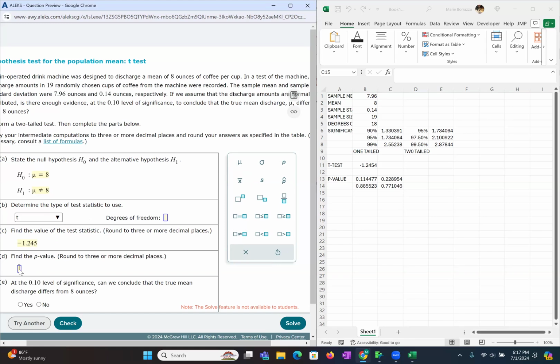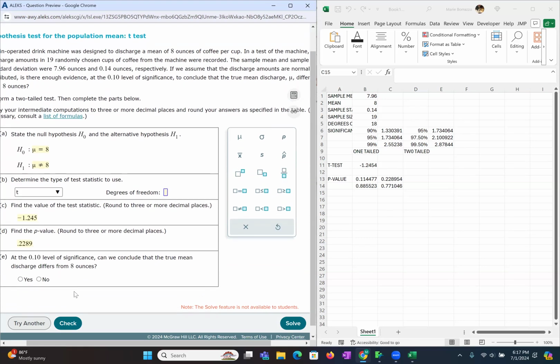The p-value. They want, is there a difference or no difference? It's two-tailed if it's does not equal. So what are you going to say? Are you going to go with 0.22 or 0.77? Let's go with 0.2289.